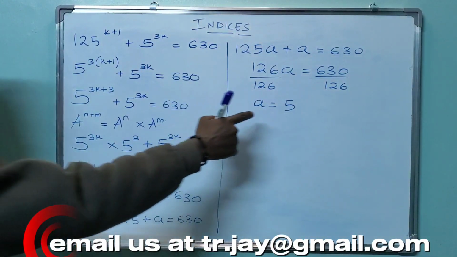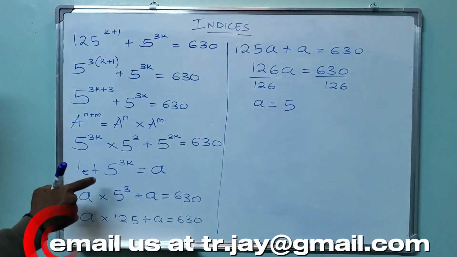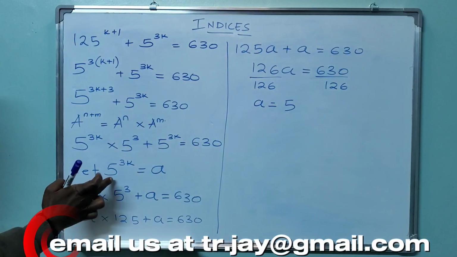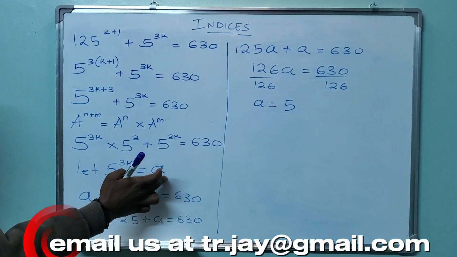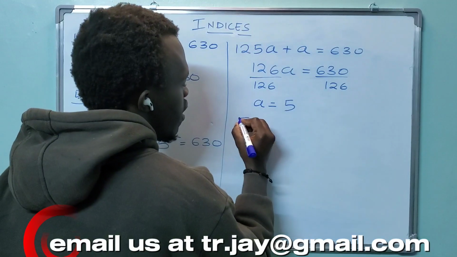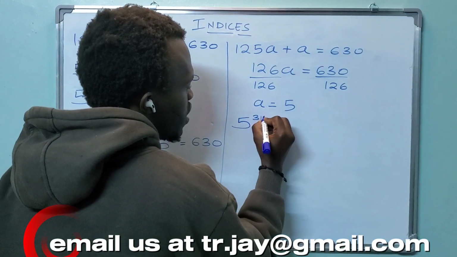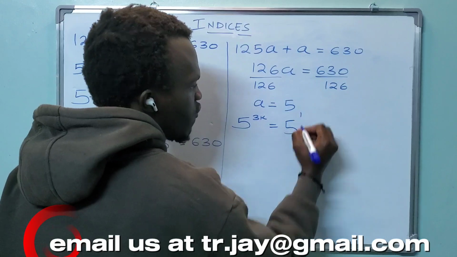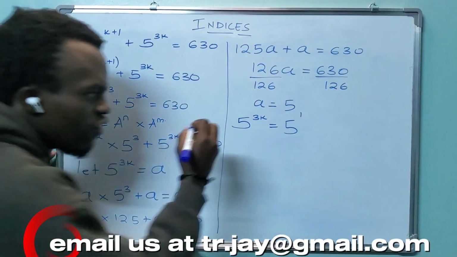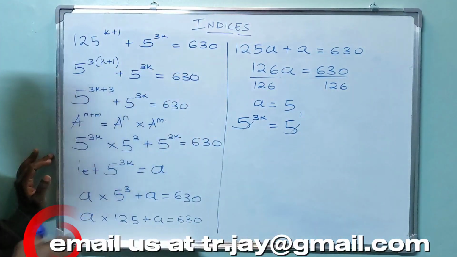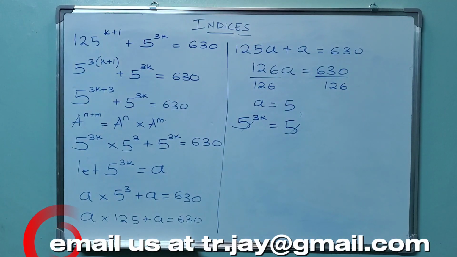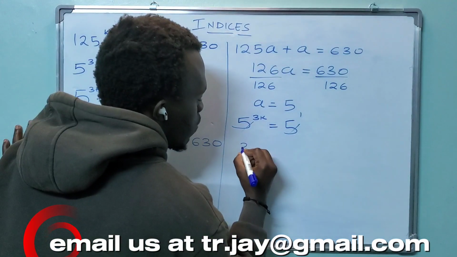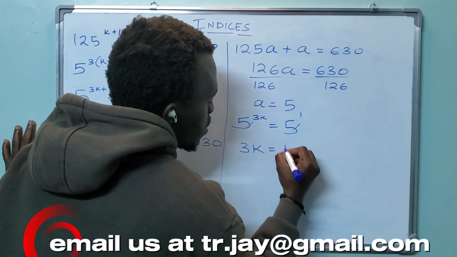Now, I've gotten the value of a to be 5. And remember, I had assumed that 5 raised to power 3k is a. So it means that I'm going to come here and say 5 raised to power 3k equals the value of a, which we've gotten as 5 raised to power 1. Which means this 5 and this 5 are going to cancel, because we already have them to the same base, so they are not going to be useful past that. So what I'm going to remain with here is 3k equals 1.